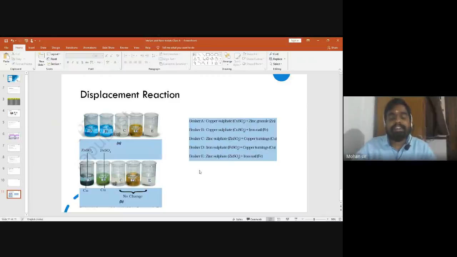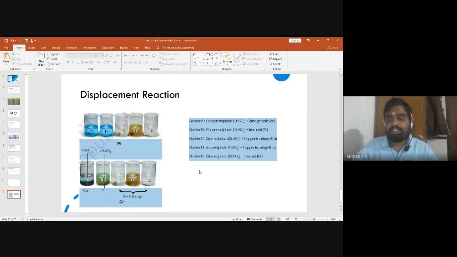If this is the case, if copper is being displaced by zinc granules from copper sulfate solution, it should also be true that from zinc sulfate, copper should be displacing zinc, correct? So the zinc in zinc sulfate should have come down and settled, and copper sulfate should have become blue in color in the third beaker, if this is the analogy. But why is it not happening?